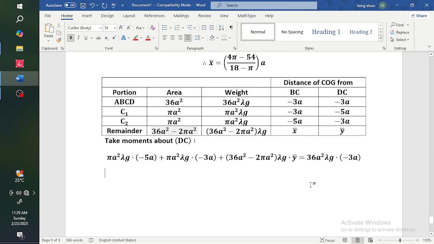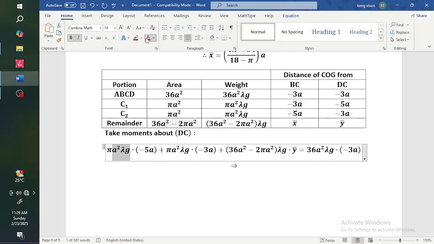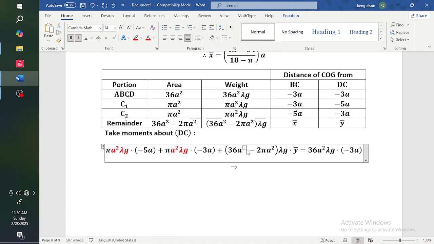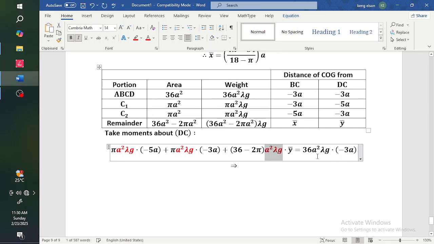Okay, now simplification starts once more. So this implies that, first things first, a squared lambda g, we put it in red, cancels with a squared lambda g here. Now here we can factorize a squared, so that we have a squared lambda g as a factor, which later on cancels, and this one also cancels. So here we are going to be left with negative 5a pi minus 3a pi, which is negative 8a pi. Now we are done with the first two terms.